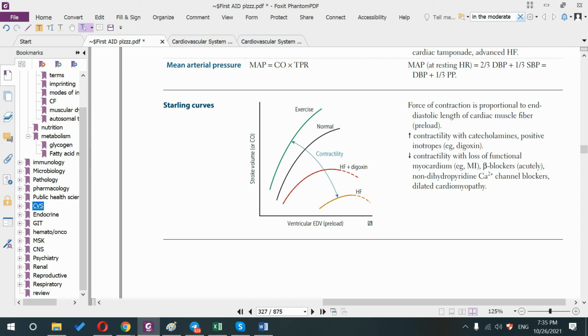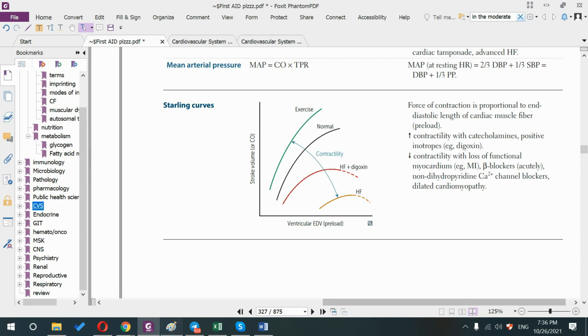So let's say I stretch it just a little bit. It will come back with the power of 1 Newton, for example. If I stretch it more, it will come back with the power of 2 Newton. If I stretch it even more, it will come back with the power of 3 Newton, and like that. The more you stretch it, the stronger it comes back.